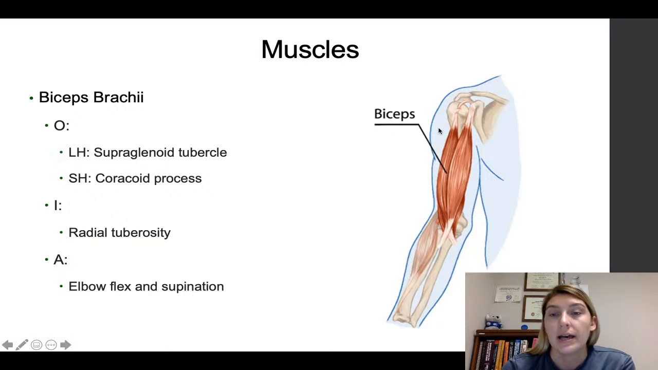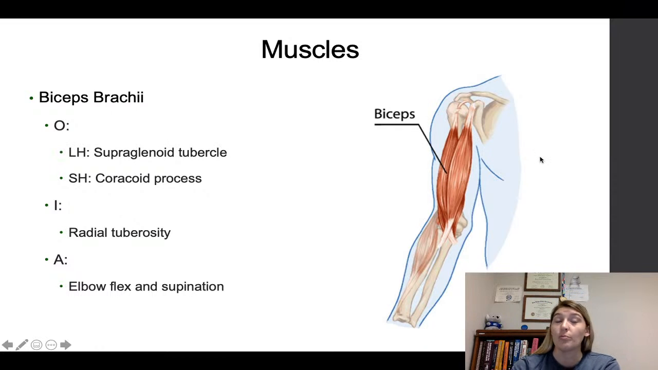So the long head, which is actually lateral, we can see right here, is going to originate on the supraglenoid tubercle, so right above the glenoid fossa. And the short head is going to originate on that coracoid process of the scapula, so that kind of finger-like projection. Both of them are going to insert onto the radial tuberosity.